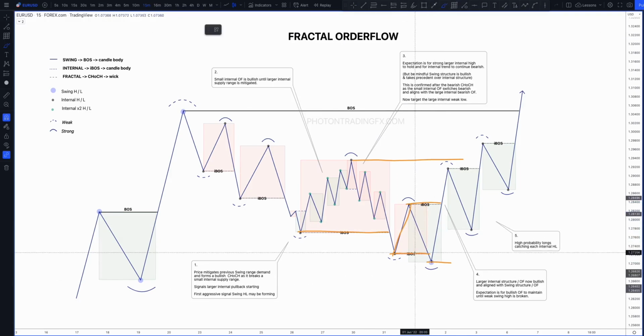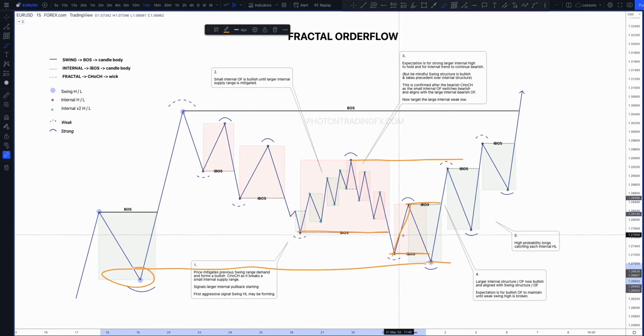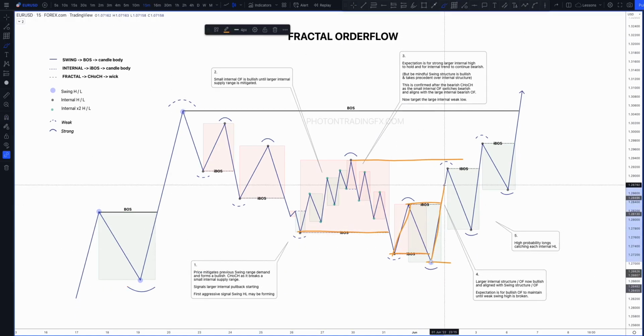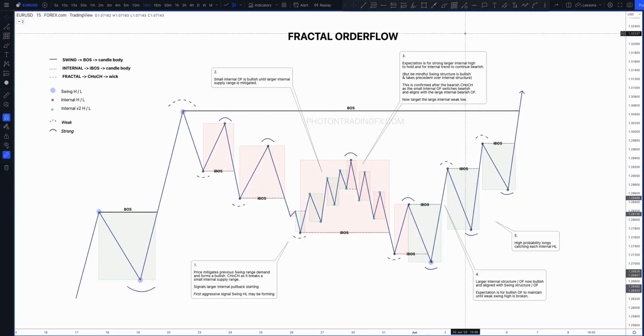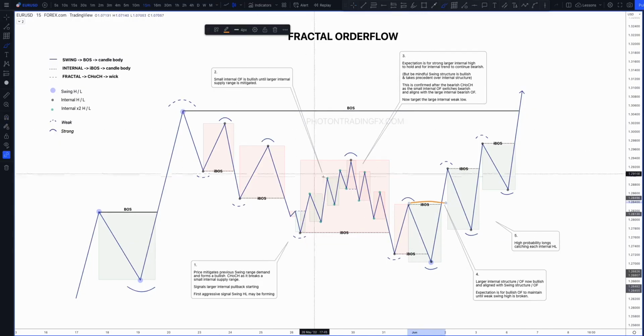But then what happens is we mitigate maybe some extreme demand within here, and then we get a bullish breaker structure to the upside, right? So now the internal structure has shifted bullish at this point here, and this is now where the larger internal structure has shifted bullish, where the larger bearish order flow is now bullish. Right? It's the exact same thing. Where you get that internal breaker structure is essentially where the order flow shifts, right?